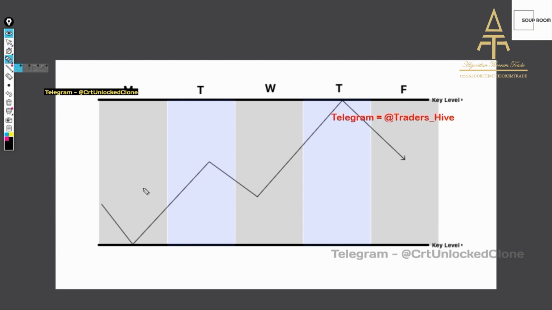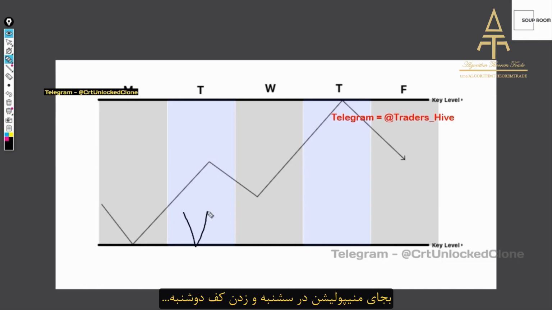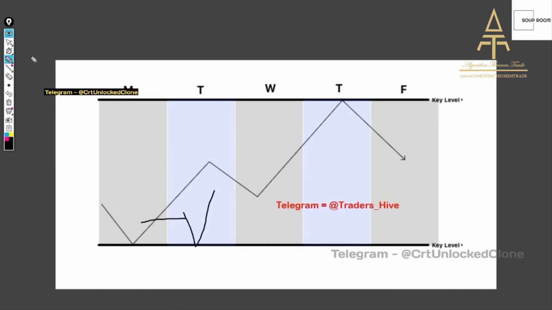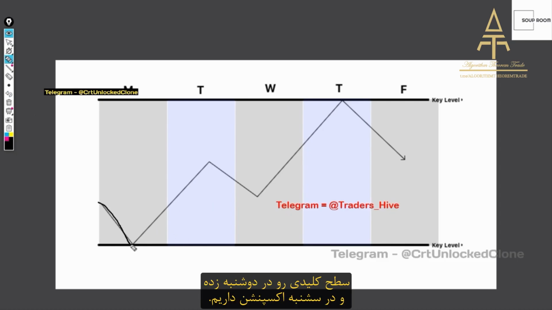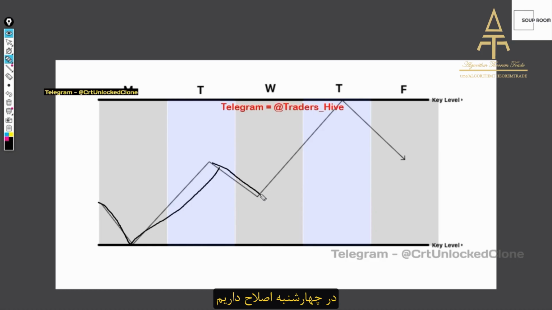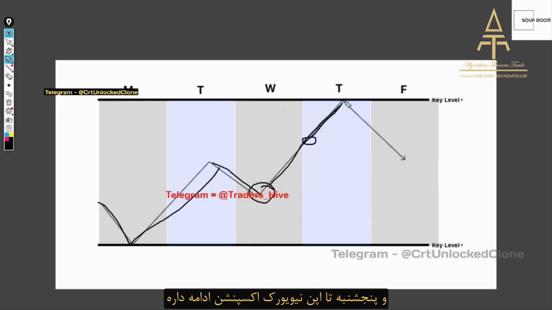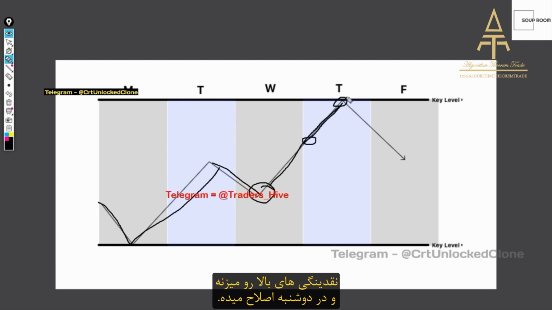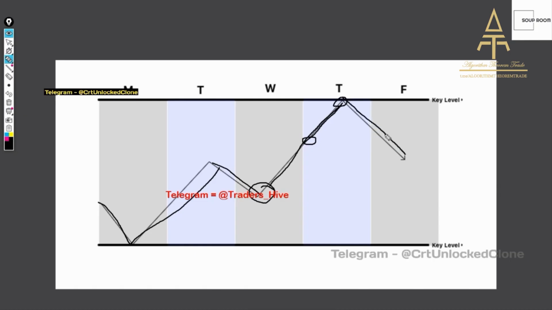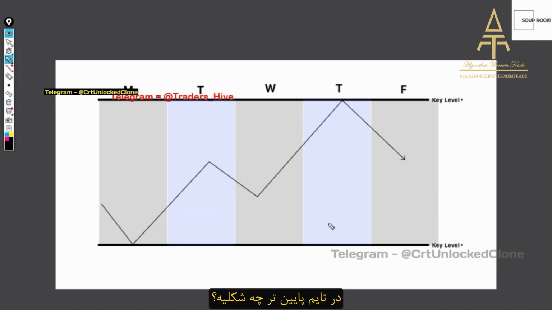Okay, so instead of a manipulation event happening on Tuesday taking out Monday's range low, like the first expansion candle, we hit the key level on Monday and expand on Tuesday. A retracement occurs on Wednesday and the expansion continues all the way through Tuesday, likely into the New York Open, tapping the opposing end of the range and retracing on Friday. What does this look like on the lower time frame?